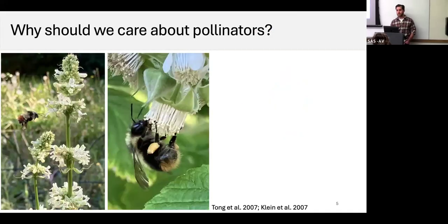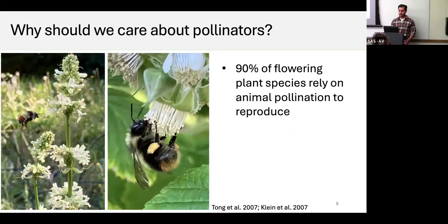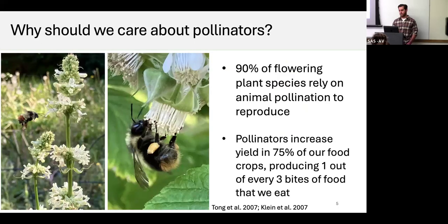Now, why should we as humans care about pollinators? Well, one of the reasons is because about 90% of all flowering plant species worldwide rely on animal pollination to one extent or another to reproduce. And so that essentially means that pollinators sustain our natural ecosystems and everything that lives in those ecosystems. But more directly, pollinators increase yield in 75% of our major food crops, and that amounts to producing about 1 out of every 3 bites of food that we eat.